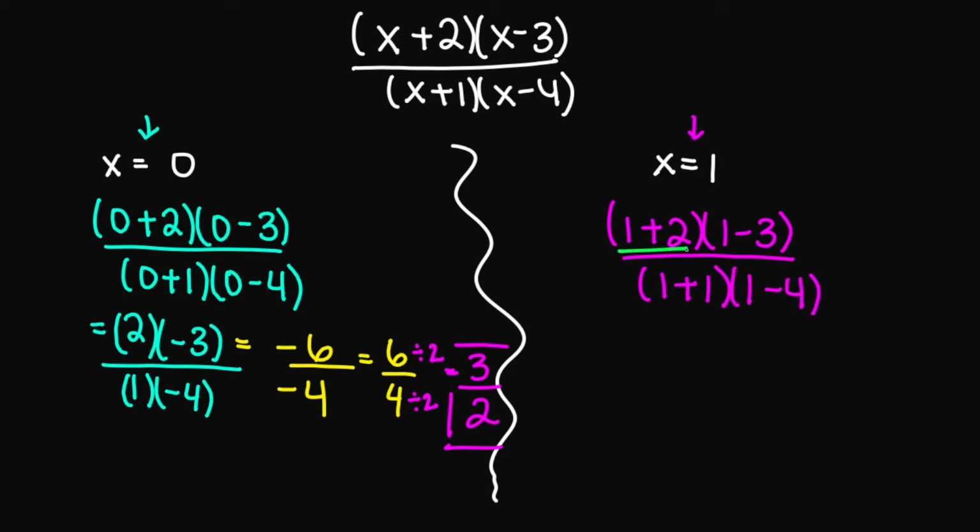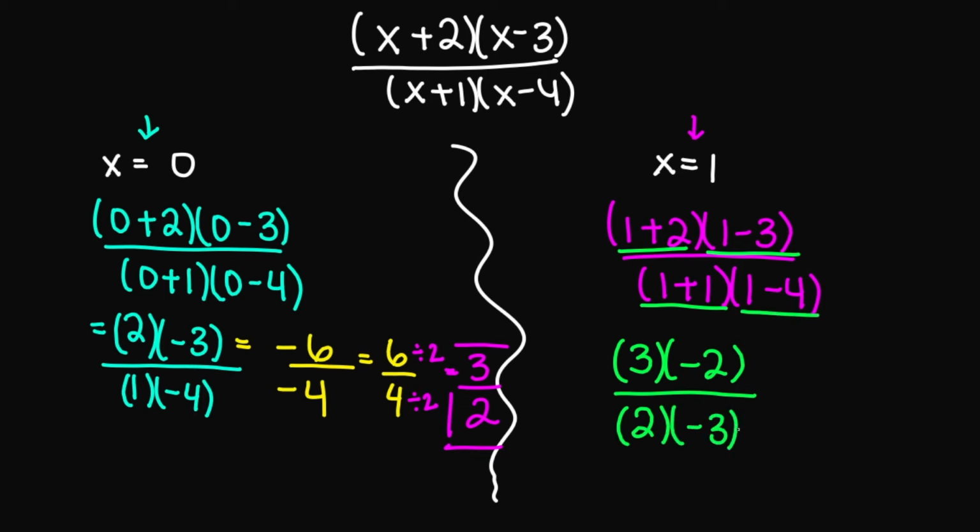So 1 plus 2, this is going to equal 3, times 1 minus 3 is going to equal negative 2. My denominator, we have 1 plus 1 is going to equal 2, times 1 minus 4, that's going to equal negative 3. So my numerator, 3 times negative 2 is going to be negative 6. My denominator, 2 times negative 3, that's also going to be a negative 6. So negative 6 divided by negative 6 is going to equal a positive 1. So your final answer is 1.